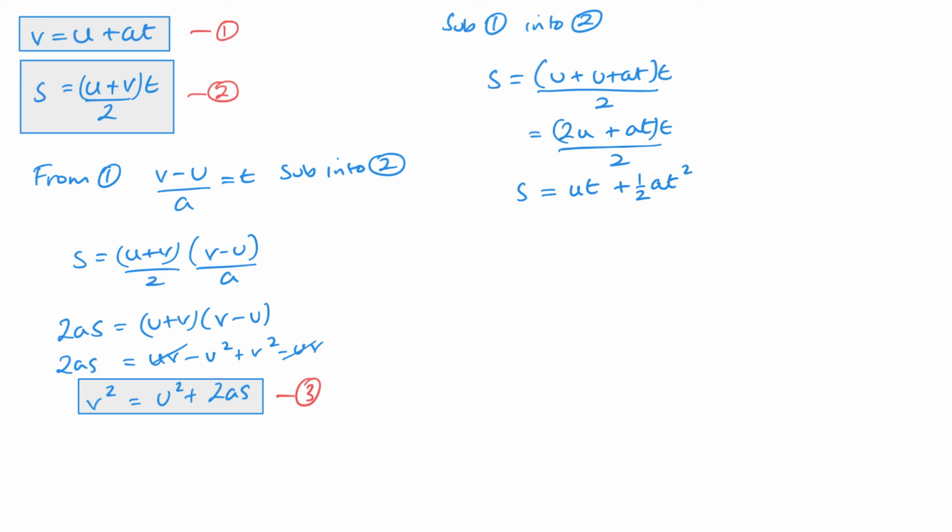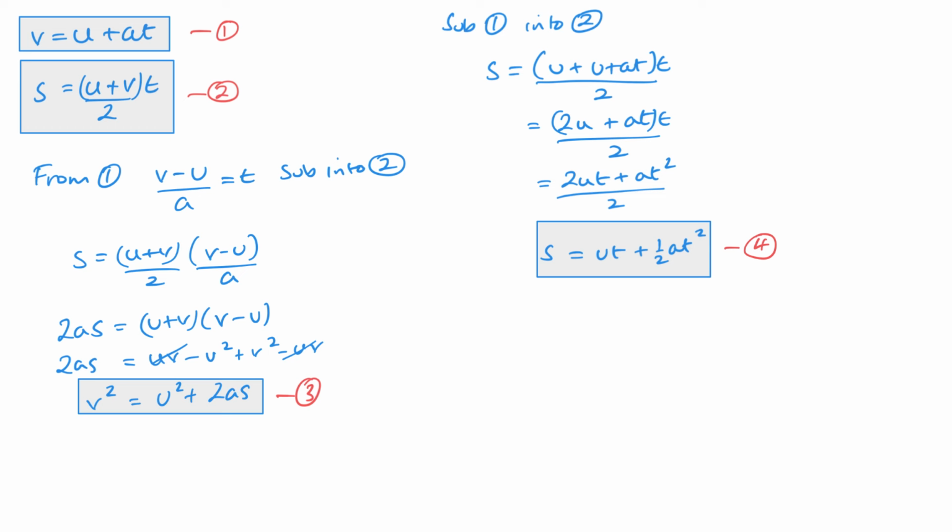Okay, could have taken an extra step in there. You know, if you want to, you could have then perhaps done the 2ut plus at squared over 2, ut plus a half at squared, or anything kind of along those lines. But that gives us equation, or formula I should say, number 4. And finding my final equation is very much like we did with the last one.